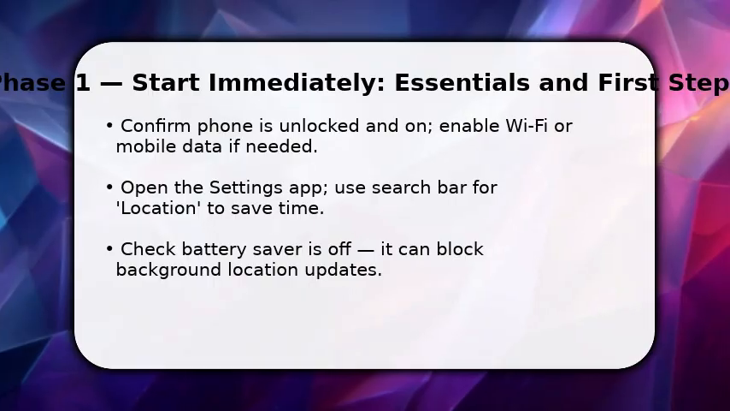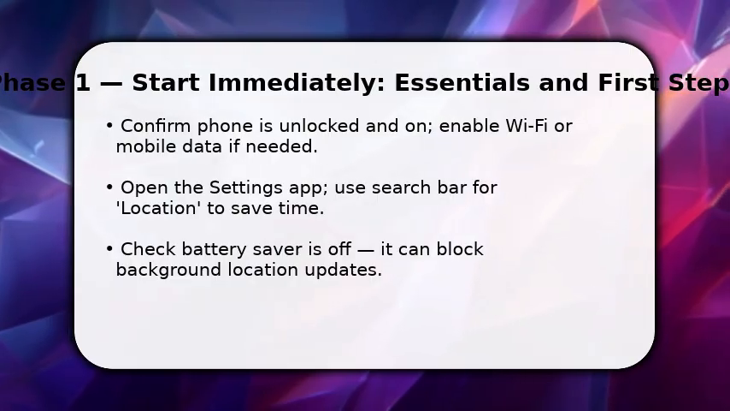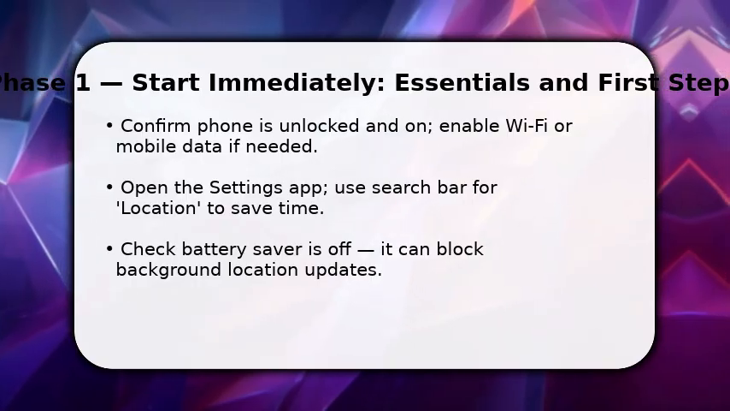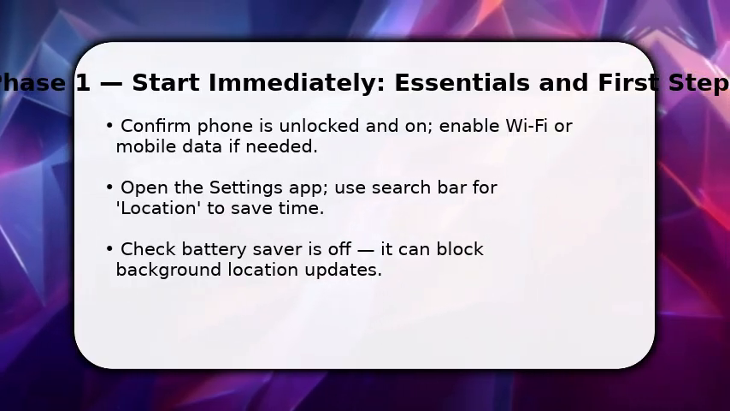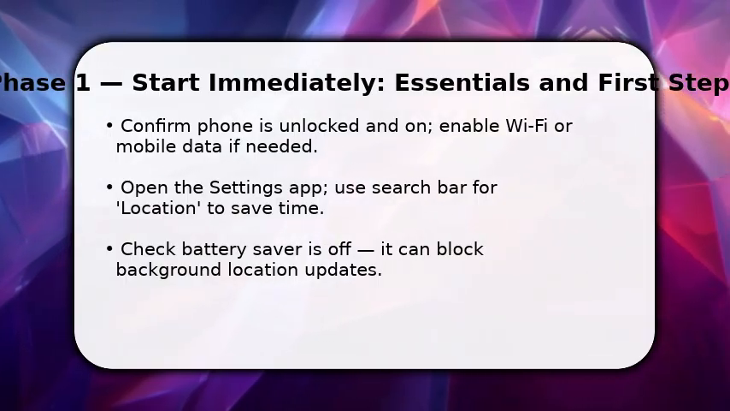You start by making sure the phone is awake and unlocked, because you need full access to menus. Once done, open Settings and type Location in the search box to jump directly to controls. This saves time on different Android or iOS layouts.